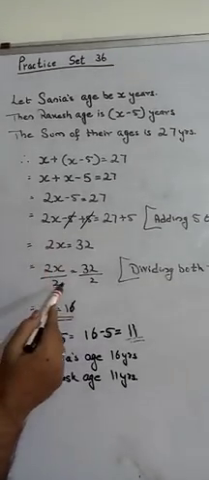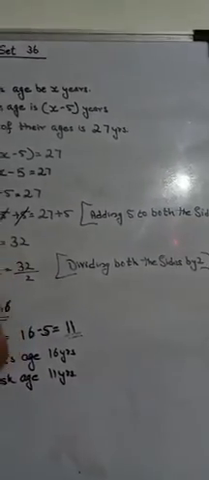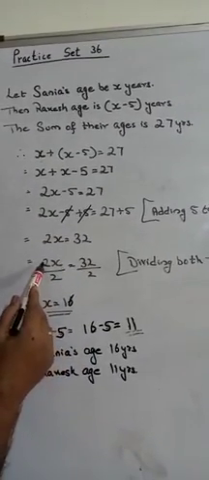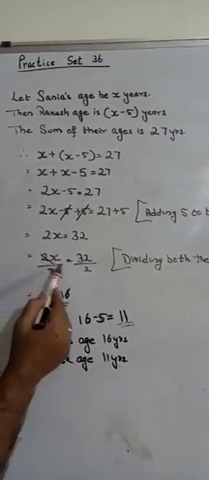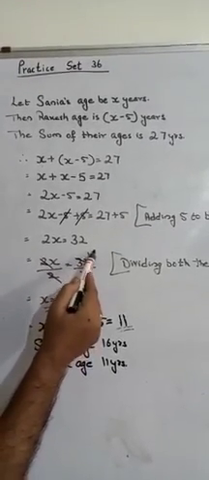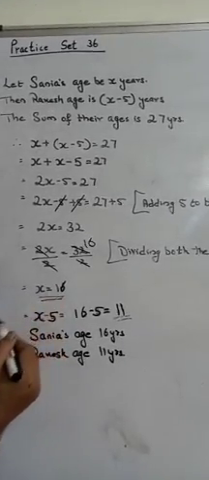Now 2x upon 2 is equal to 32 upon 2. We are dividing by 2 on both sides. So 2x upon 2 and 32 upon 2. 2 gets cut, and 2 sixteens are 32. So x is equal to 16. We are getting x is equal to 16.